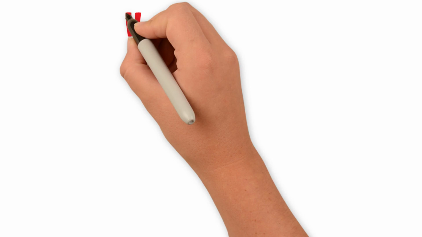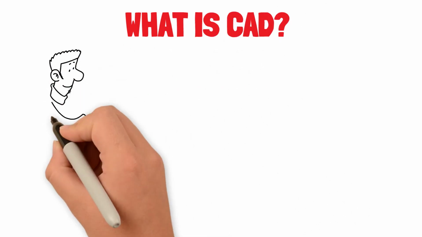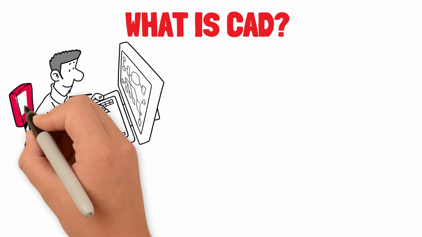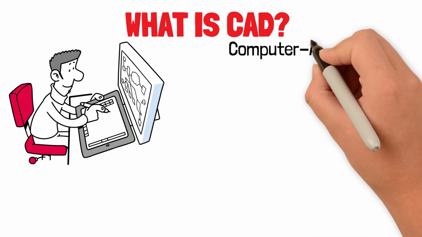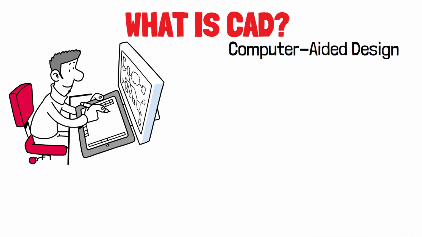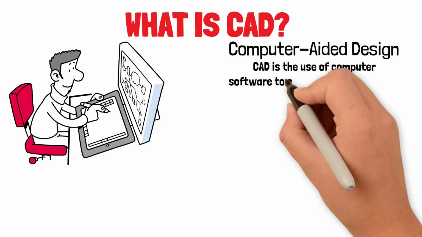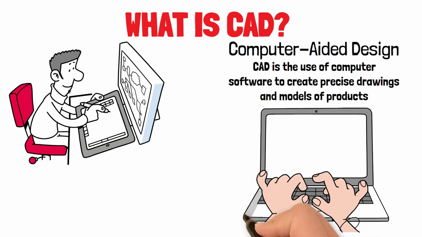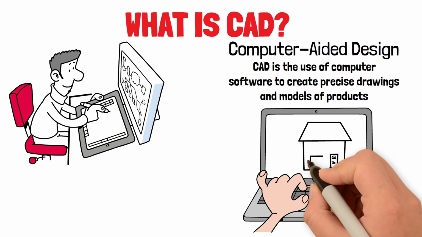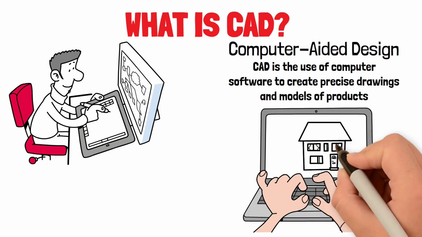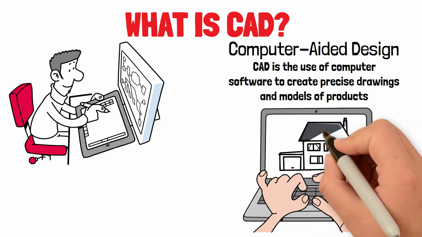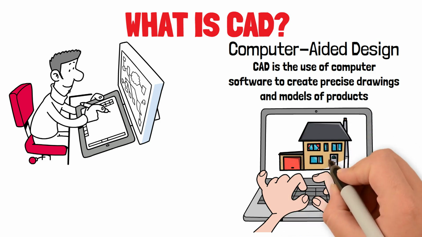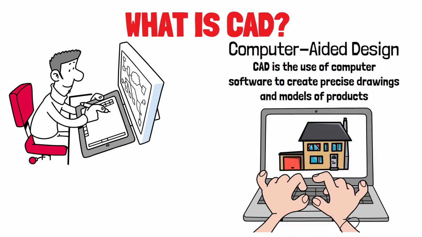What is CAD? Now, instead of drawing with just pencils and rulers, we use computers. CAD stands for Computer-Aided Design. Definition: CAD is the use of computer software to create precise drawings and models of products. It's faster, more accurate, and allows us to create 3D models too. Imagine designing a toy on your screen, spinning it around, zooming in, changing colors before it's even built.